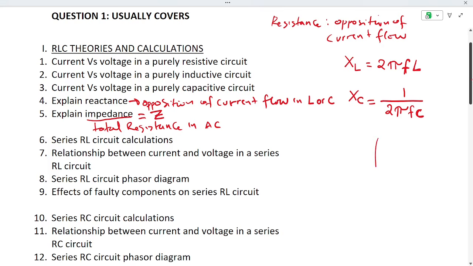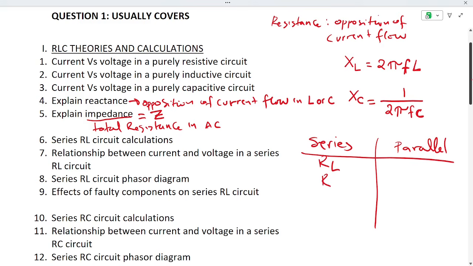The simplest way we are doing this is, on one side we're going to discuss series circuits, on the other side parallel circuits. We're coupling them first as RL, RC. R stands for resistance, L stands for inductance. So RL series means resistance and inductance in series. RL parallel, resistance and inductance in parallel. RC series means resistance and capacitor in series. RC parallel means resistance and capacitor in parallel.